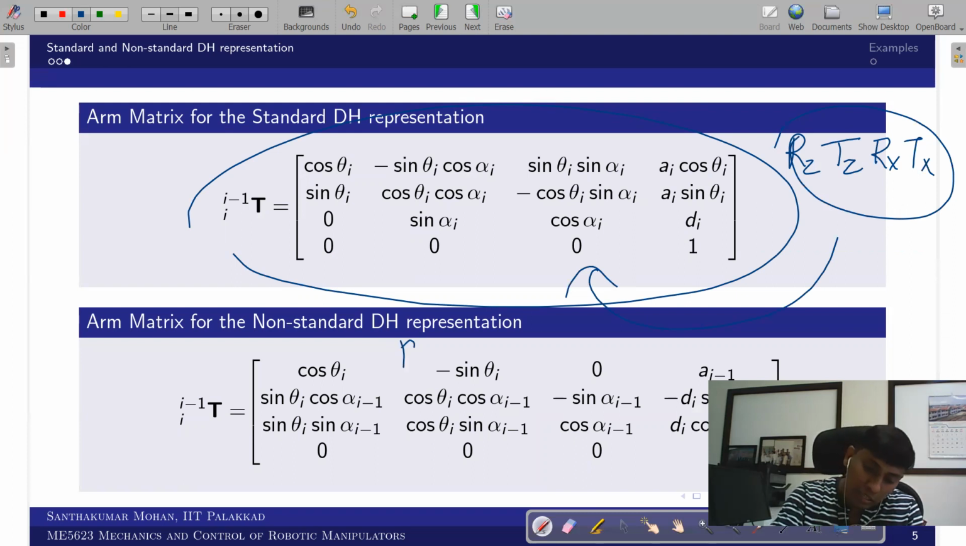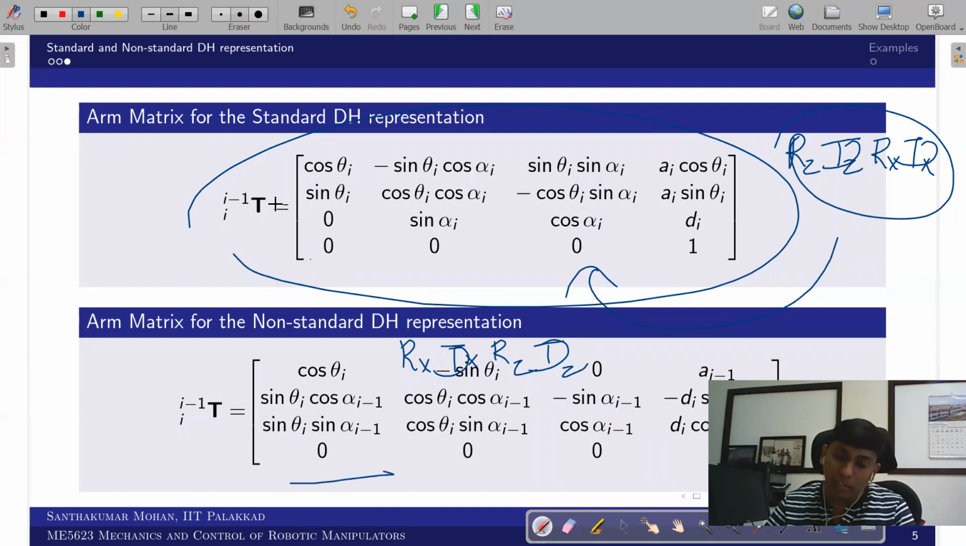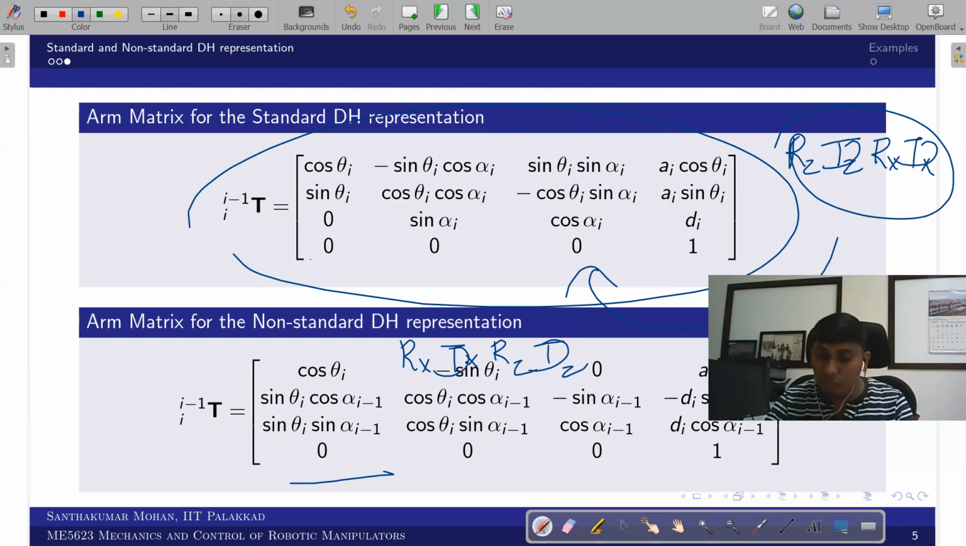The other one is rotation about x, then translation about x, then rotation about z and translation along z, or you can say you can write it this way, right? That way we are right. So this and this, the matrix will differ, that's all. So now we will confirm whether both are giving the same final end result, which you call the end effector point, or not.